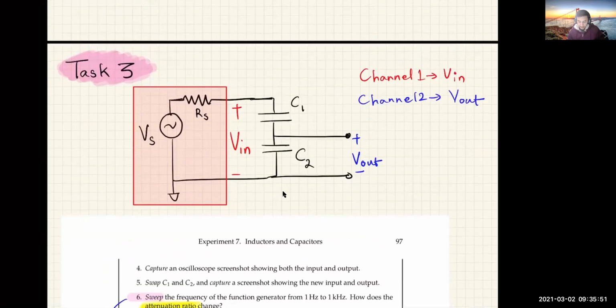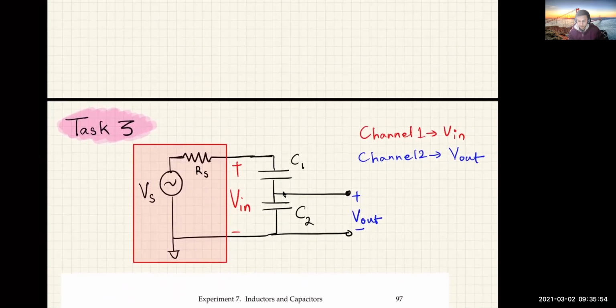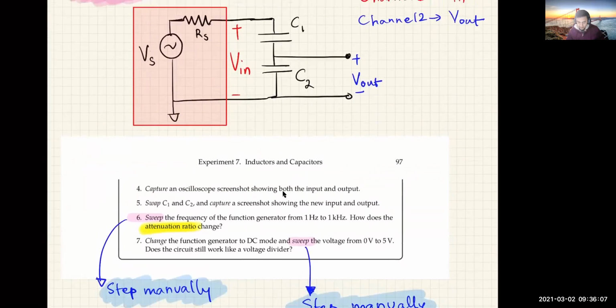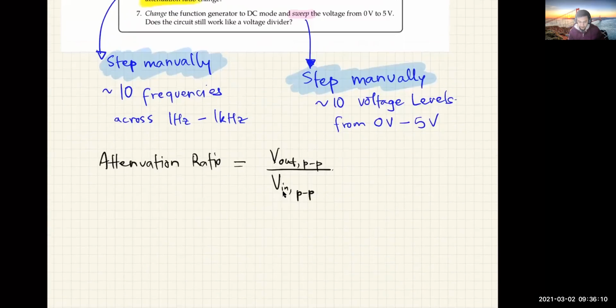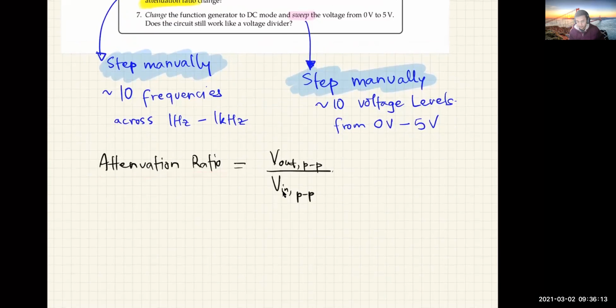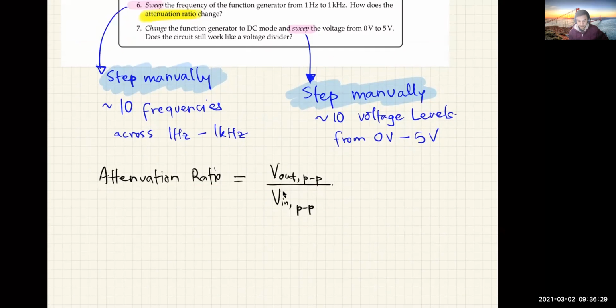But in this lab, what you're going to do is apply a sinusoidal voltage of certain frequency and look at the output and see how the amplitude of the output voltage compares to the amplitude of the applied sinusoid. Okay, and you're going to look at what's called here an attenuation ratio. What that basically means is the ratio of the peak-to-peak amplitude of the output voltage to the peak-to-peak amplitude of the input voltage. Okay, so that's attenuation ratio.